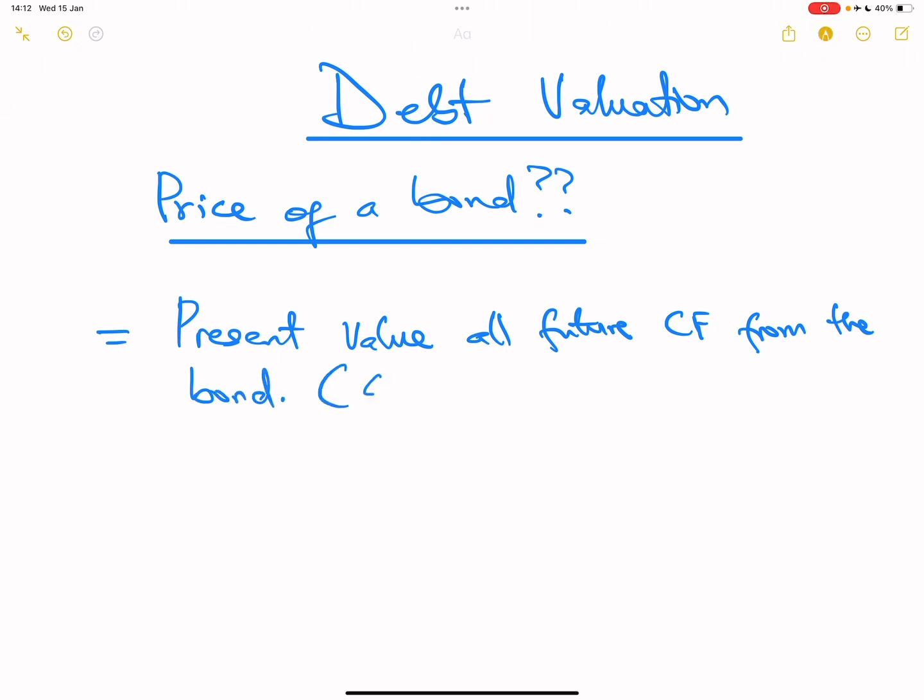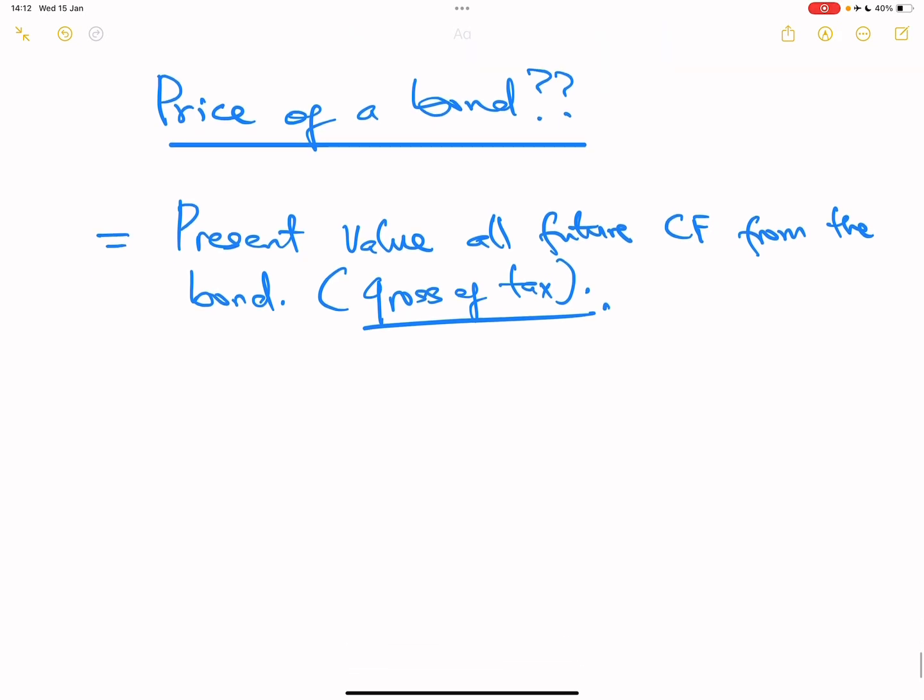But please note, gross of tax. Don't make tax adjustment. Gross of tax, or you call it pre-tax. So use pre-tax cash flows. That's cash flow that has no tax impact.